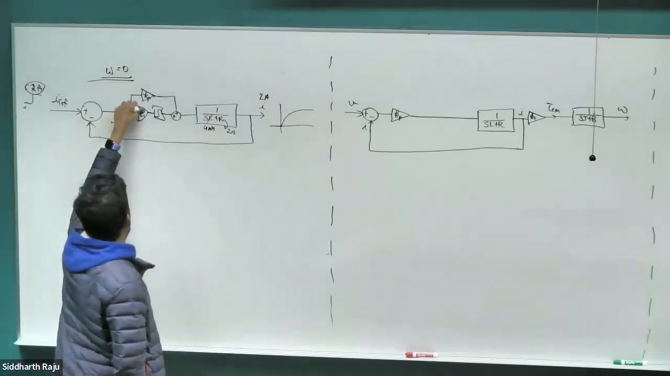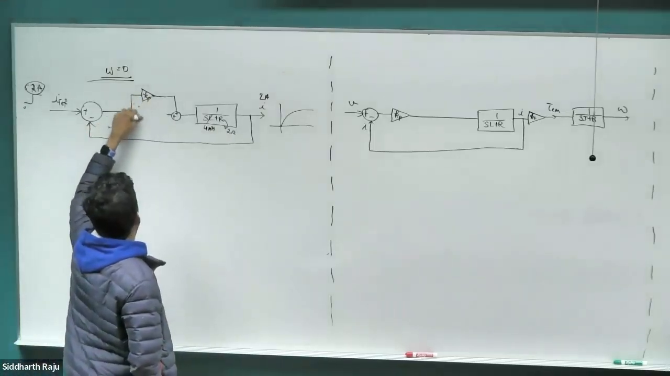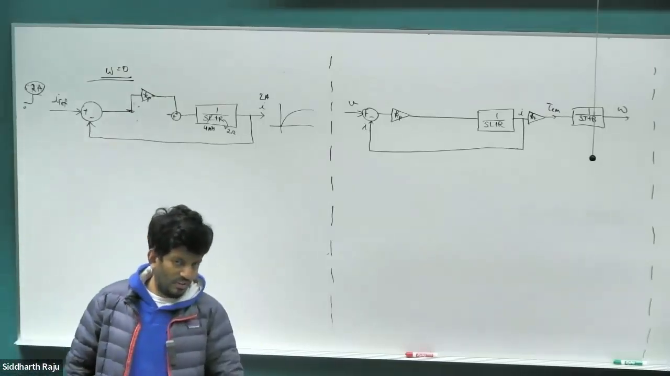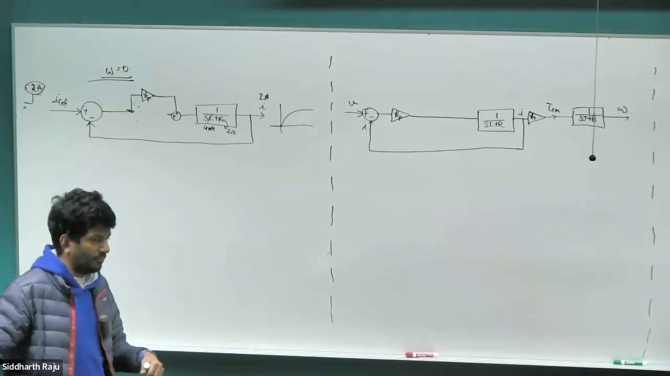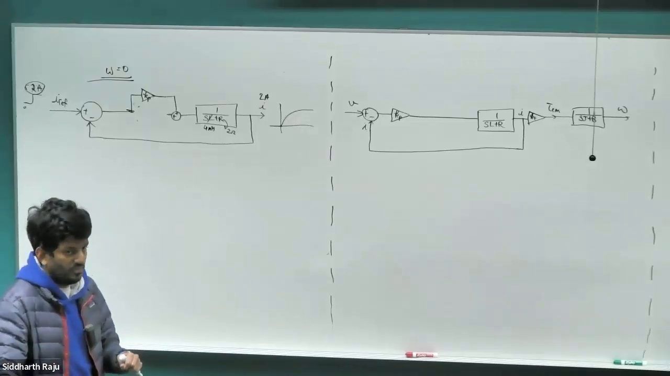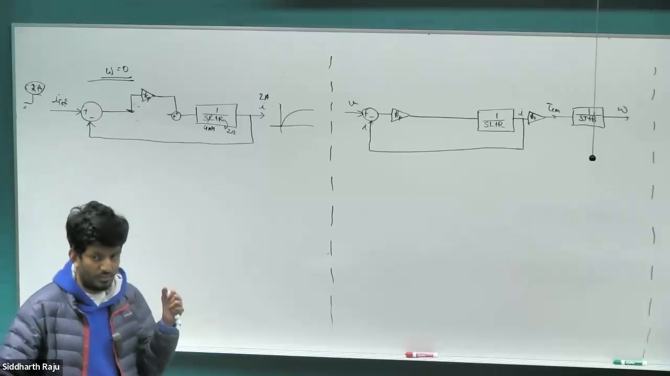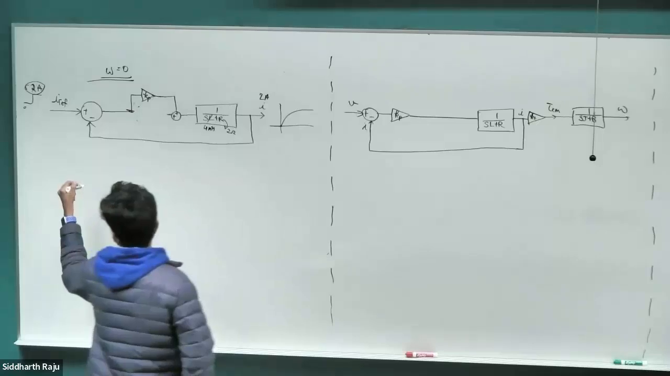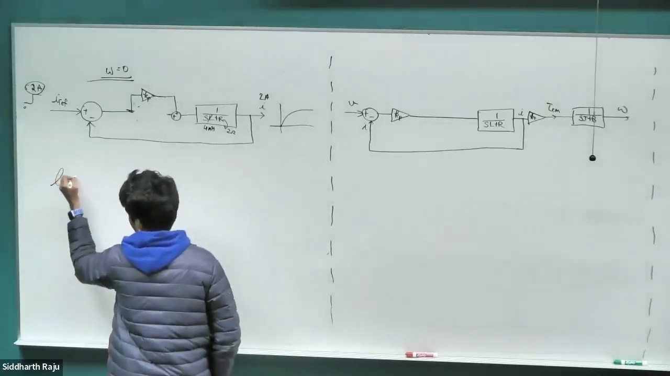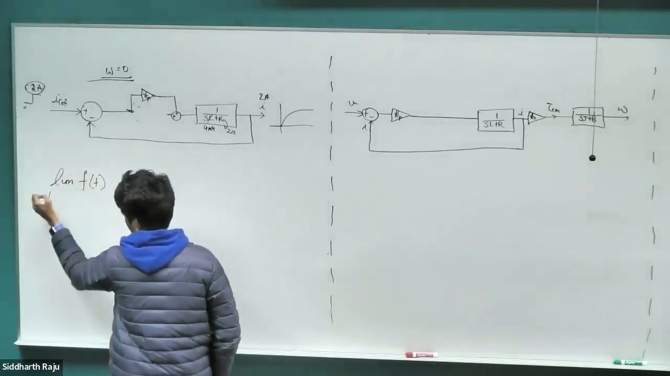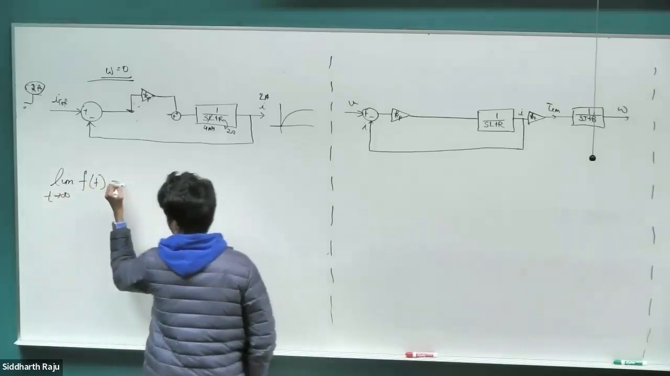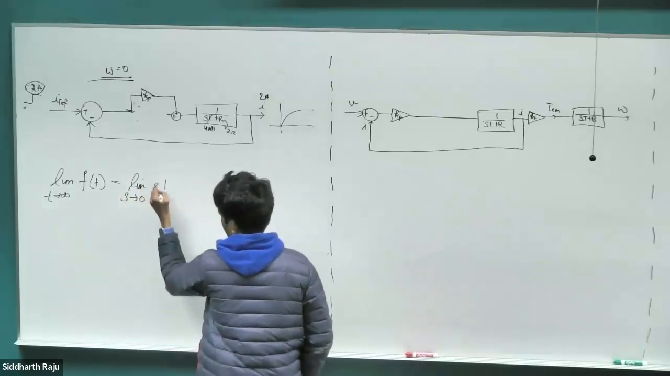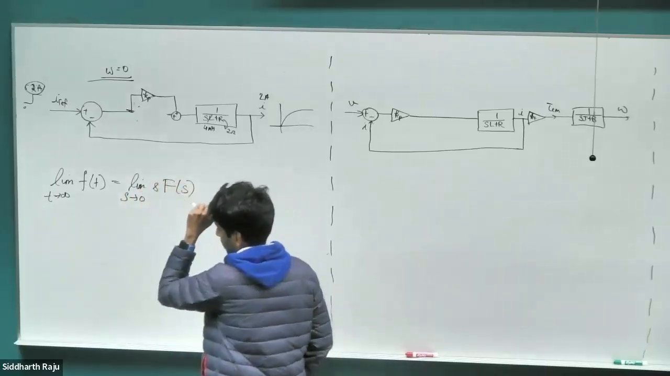But now I'm asking the question: what will it settle at if there is no integrator? If I just had a proportional controller, what value will it settle down to? How would I go about finding it? Final value theorem. The limit of f of t as t tends to infinity is the limit as s tends to 0 of s times f of s.